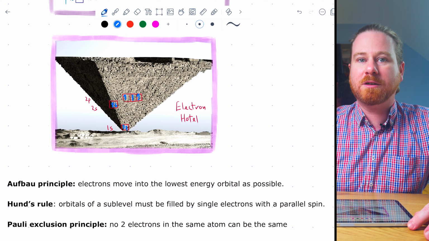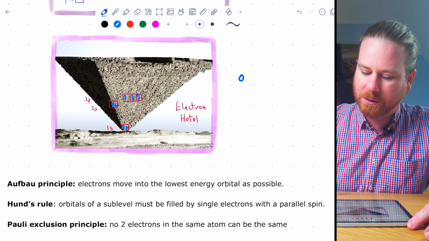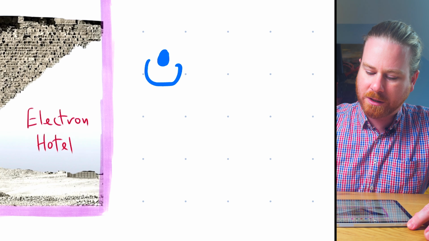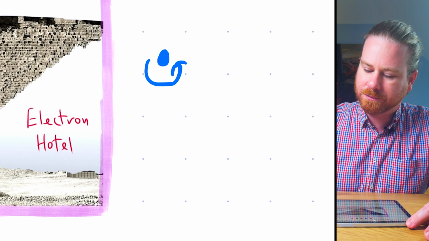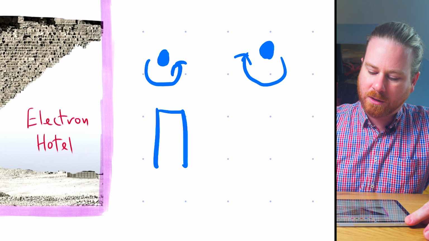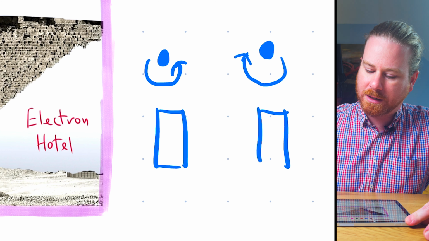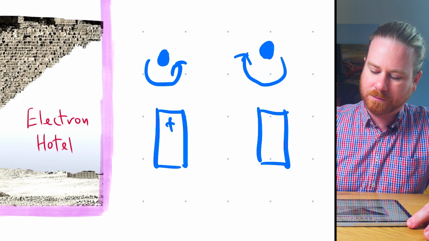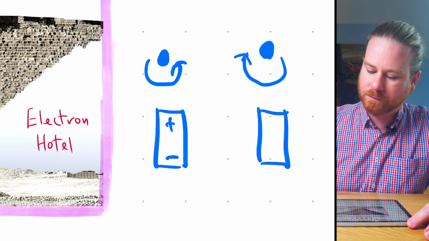Electrons are tiny little things that are spinning around. So they can either spin one way, or they can spin another way. And because they have a charge, they basically act like little magnets. So onto our final rule.